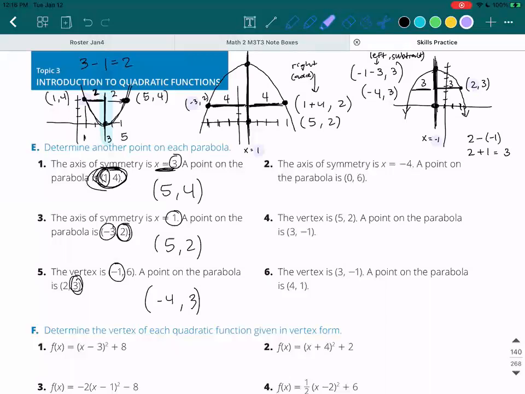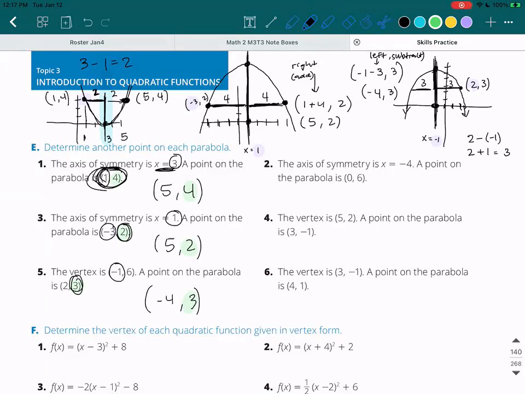So yeah, just to quickly point out, the y value of the point is always going to be the same. So if your point was 4, you keep your y value 4. If your y value is 2, you keep your y value at 2. If your y value is 3, you keep your y value at 3. The only thing that changes is the x value. So to find the x value, you just find the distance between the symmetry line and your point.